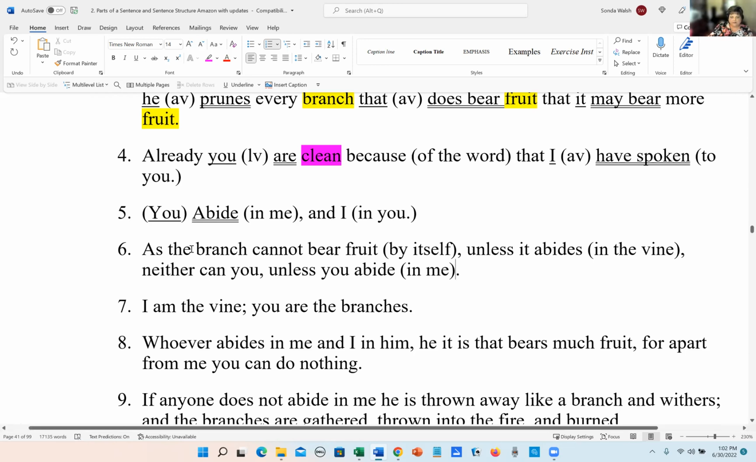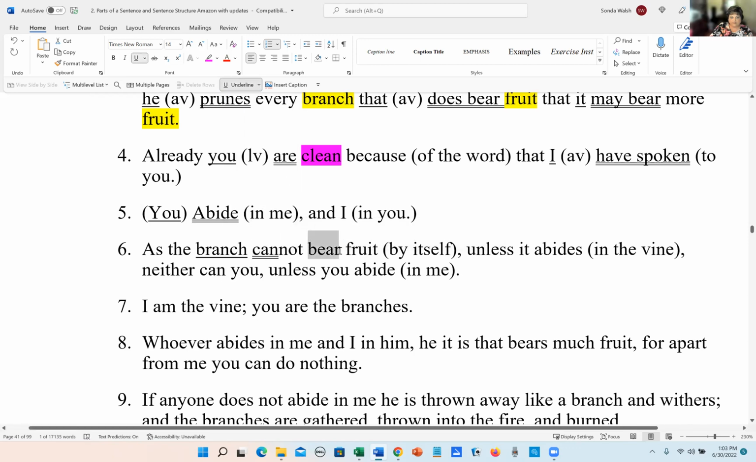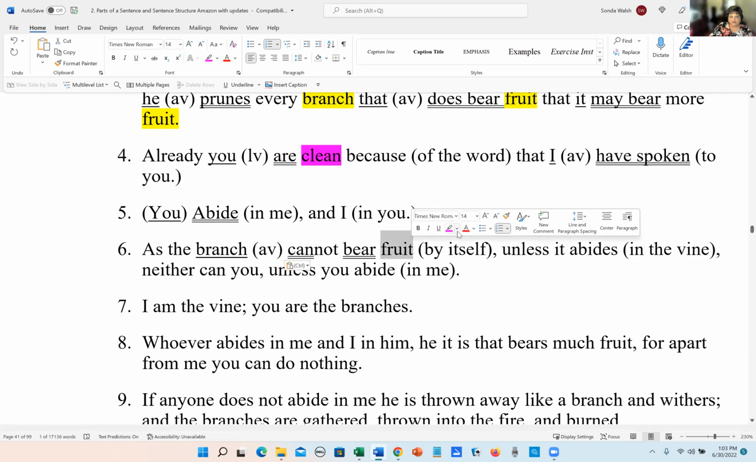And let's find our subject and verb. Branch is the subject, and "can bear" is the verb. All right, branch can bear what? I don't know. Let's find out what kind of verb we have. We have an action verb. So we're looking for a direct object or indirect object. Branch can bear what? Fruit is the direct object.